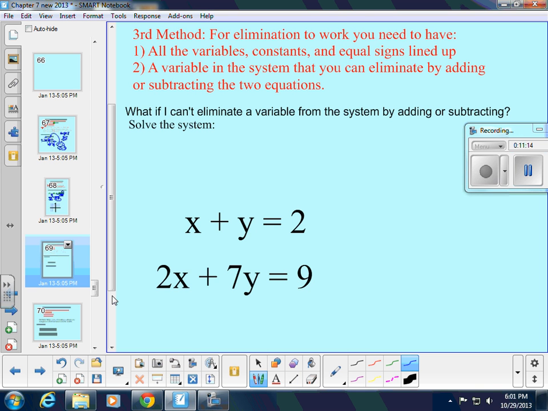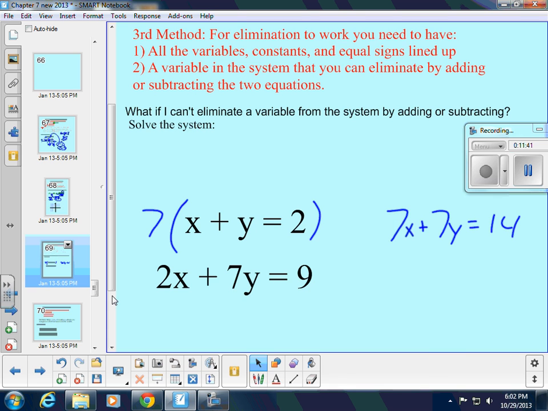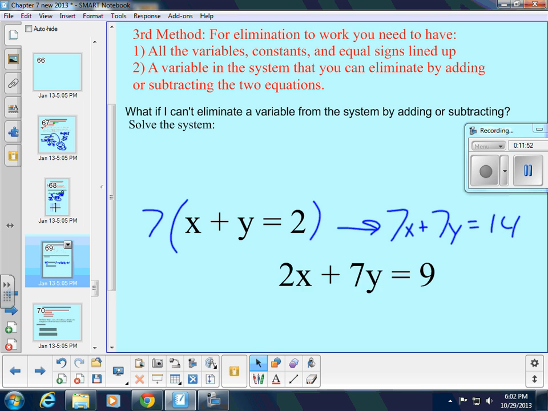But we can set it up for elimination. If I multiply one of these equations by some factor, then maybe I could get it to match one of the variables in the second equation, and then I could use elimination. Let's look at that first equation. If I multiply everything in that equation, let's say by 7, I'm going to try to eliminate the y variables. I want to multiply everything by 7. What is that going to give me? Well, now I'm going to get 7x plus 7y equals 14. By changing it into that equivalent equation, again, it has all the same solutions as the first one, so it is still the same thing.